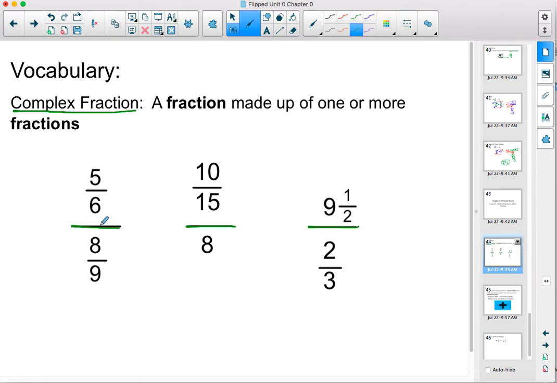That fraction bar is the big one in the complex fraction. It divides our numerator from our denominator, and it tells us where to read the words "divided by." So when I read this problem here, I don't say 5/6 over 8/9. We say 5/6 divided by 8/9. This one is 10/15 divided by 8. This one is 9.5 divided by 2/3. So it's taking the place of the division sign. That's how we read that. So get practicing with reading these properly.